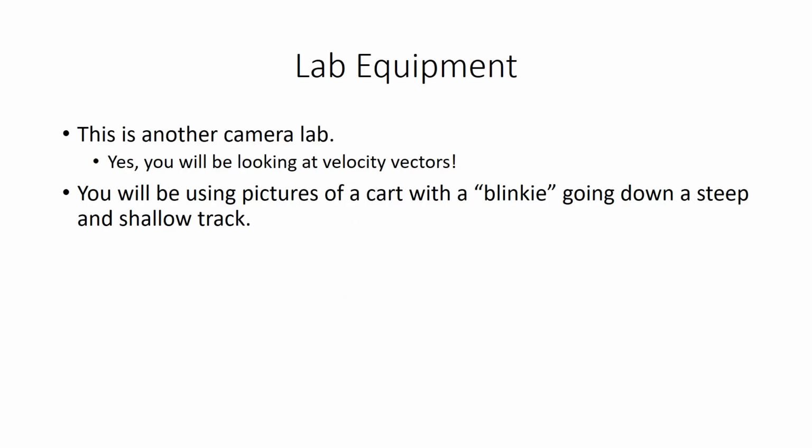Okay, let's talk about our lab equipment. This is another camera lab, so we've already done 2 of those. I don't think we have one more after this, perhaps. We're going to be using the carts. So we'll have a couple of different tracks set up, and you'll see a steep and a shallow track right next to each other. And there will be the little cart that has the blinky on it, and we'll be doing the pictures. As you take a picture of it, you can see the flashes as it goes down. You can measure the length of the vectors of the steep and the shallow tracks. But yes, you will be looking at velocity vectors again, because that's what we do.